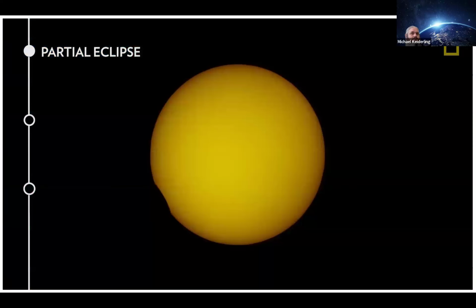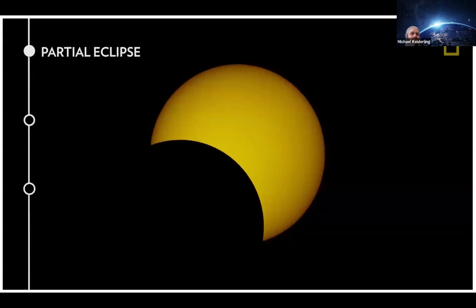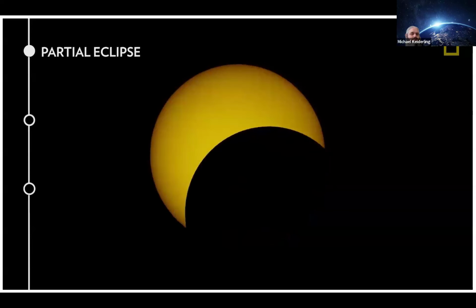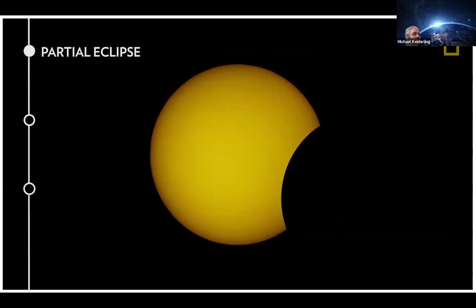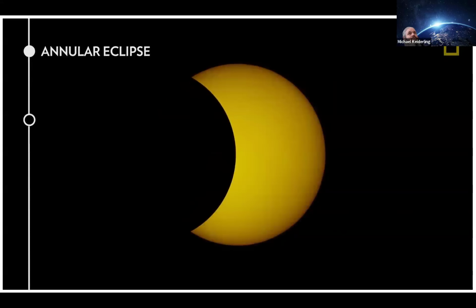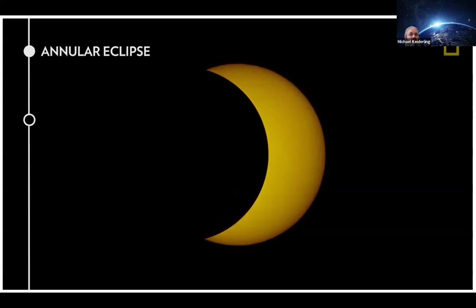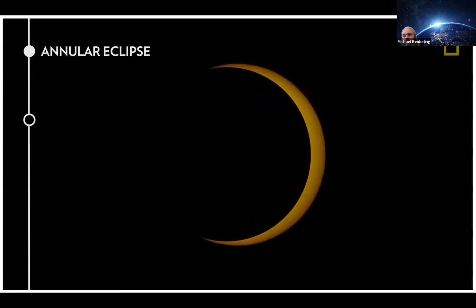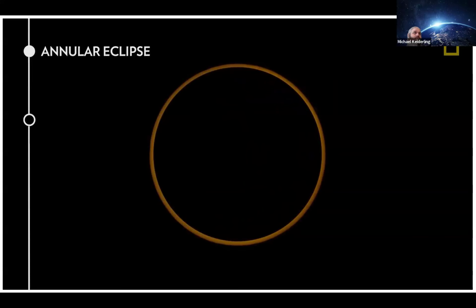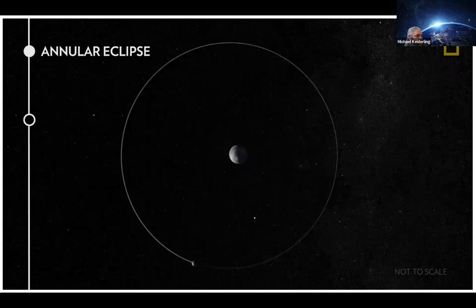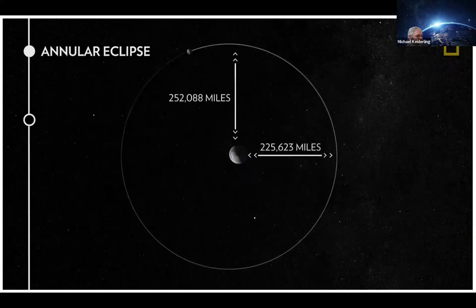From this view, outside the path of totality, the moon passes in front of the sun off-center, never fully covering its surface. Third, an annular eclipse occurs when the moon passes directly in front of the sun. However, unlike a total eclipse, the moon appears too small to fully cover the sun. The moon's orbit is elliptical, so sometimes it's closer to Earth and sometimes it's farther away.